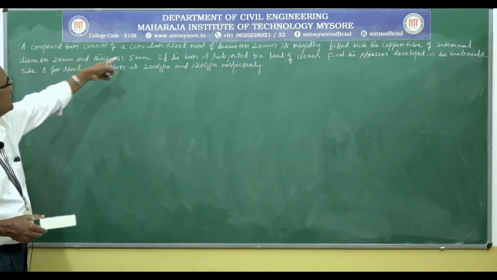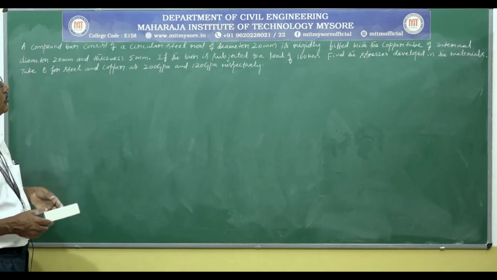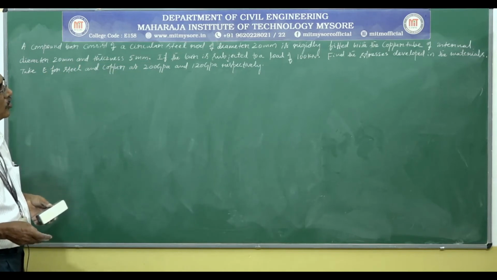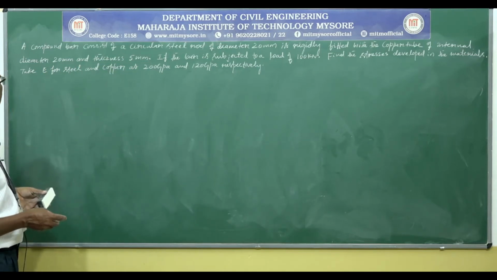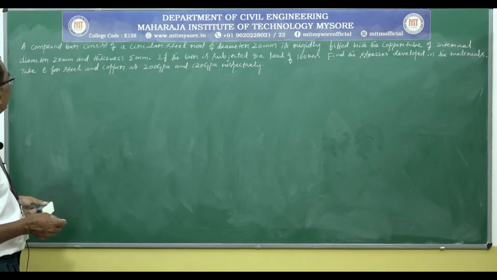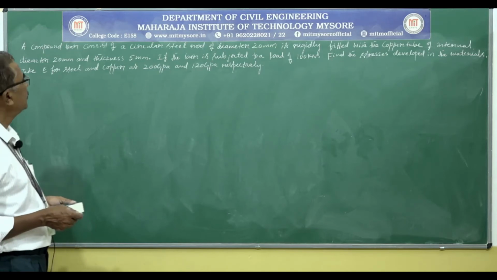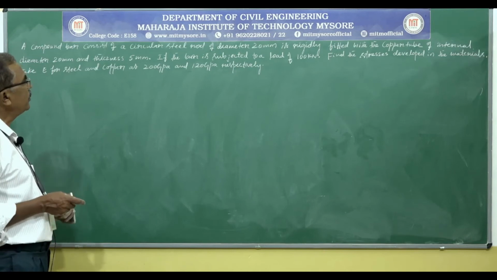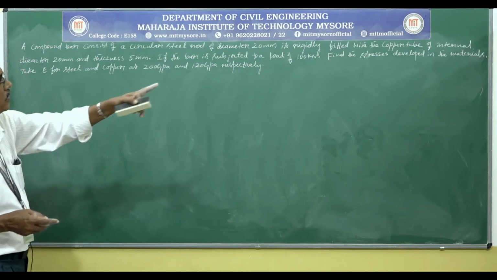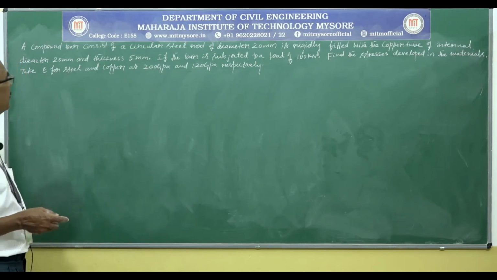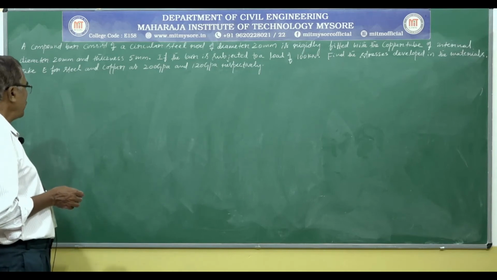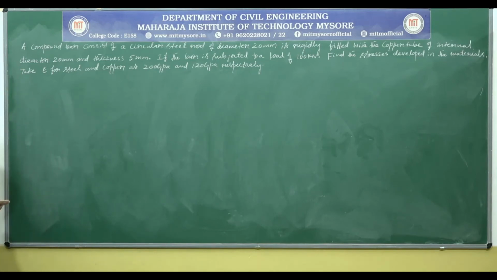A compound bar consists of a circular steel rod of diameter 20 millimeter rigidly fitted with the copper tube of internal diameter 20 millimeter and thickness 5 millimeter. If the bar is subjected to a load of 100 kilonewton, find the stresses developed in the material by taking Young's modulus of both the materials as 200 and 120 GPa respectively.